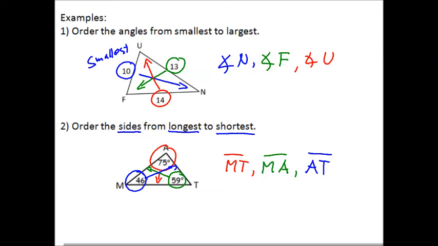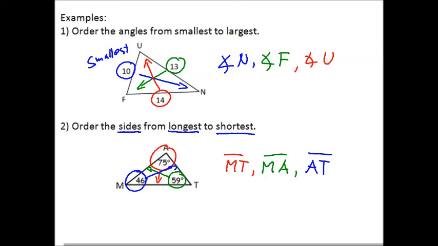Here we go. Hopefully you came up with the same result. The largest angle is angle A with 75 degrees, which is across from segment MT. That makes that the longest. The next largest angle is angle T with 59 degrees across from segment MA. And the smallest angle is angle M with 46 degrees across from segment AT, which makes that segment the shortest.